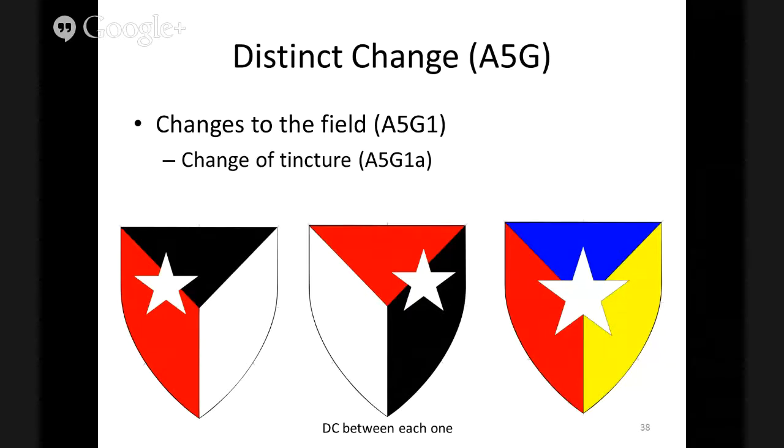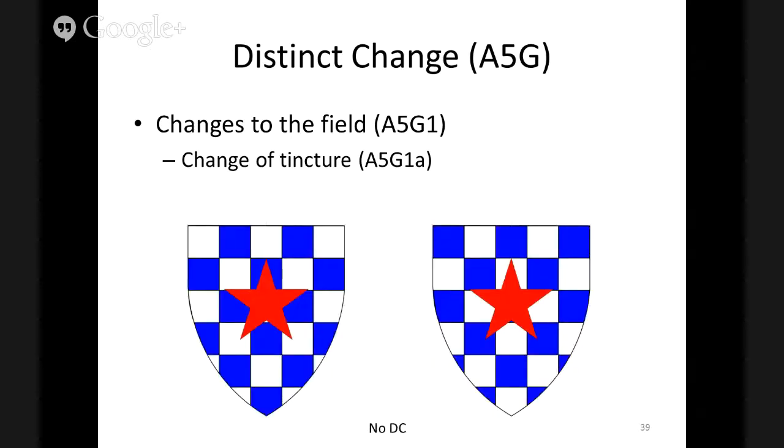How about the third one? Same thing, right? We still have red in common, but it's not in the same section. Sorry, let me start over. We've changed more than half of the field against either one, right? Mm-hmm. We've changed the blue and yellow together make up more than half of the field. So whether the red is in the same spot as in the first one or in a different spot as in the middle one doesn't matter. We have a DC.